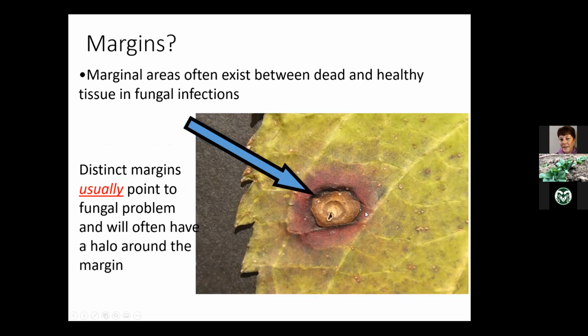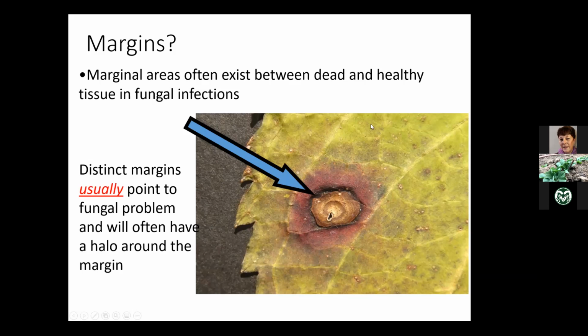And usually we'll have some sort of halo around a fungal lesion like this, but bacteria can also exhibit this symptom sometimes as well. So this is why it's really tough to be a plant pathologist and to diagnose these things. It really can be a challenge to figure out, okay, what am I dealing with here? So in this particular case, we have a fungal pathogen that has this margin edge around it. And so we are looking at this specifically.